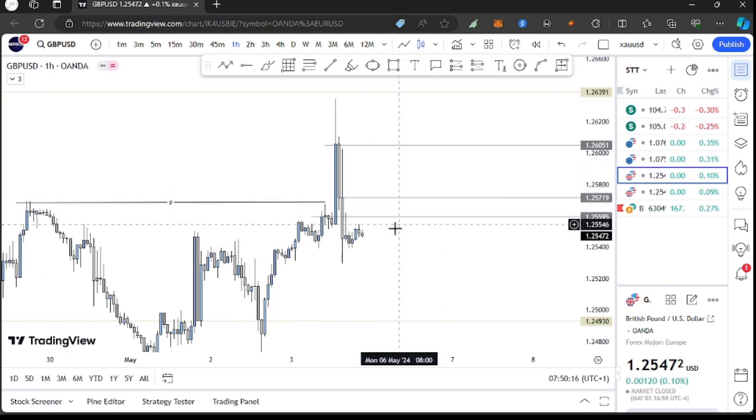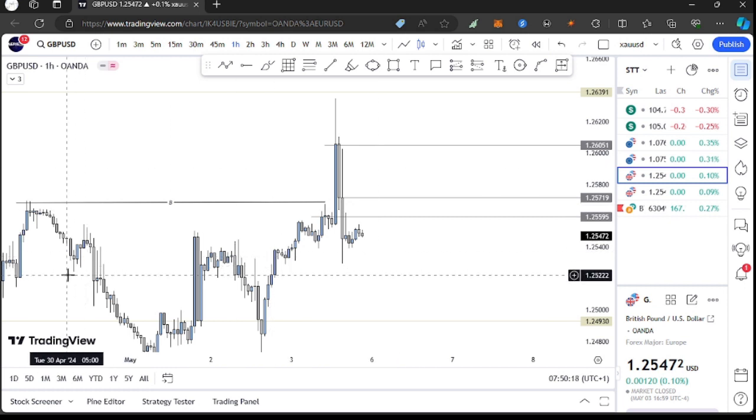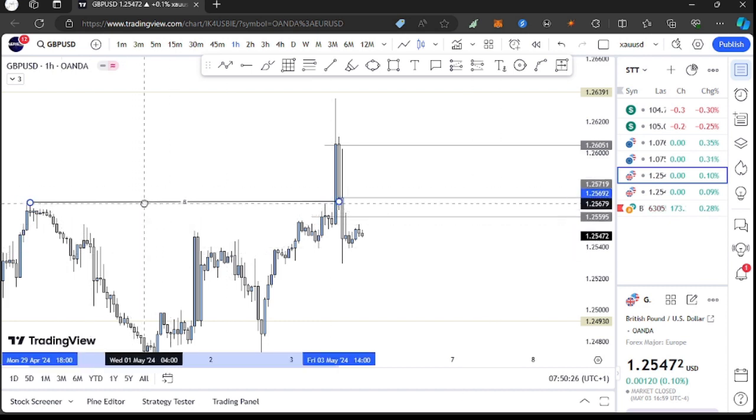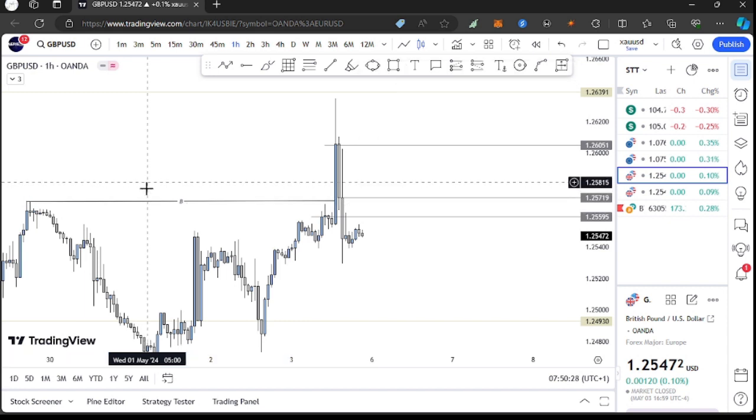Then we go with London on Monday. Please do not trade Monday Asia. You're going to suffer. Monday Asian sessions, you're going to suffer, I promise you. So do not trade Monday Asian sessions. Just wait for the London Open. Then let's see if price keeps dangling around this area.